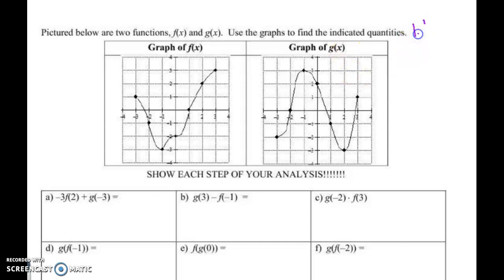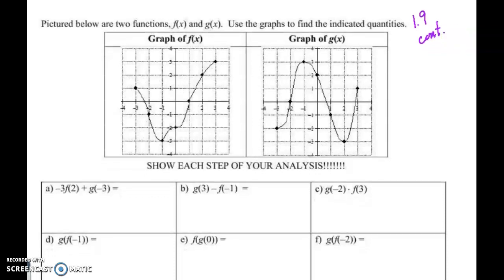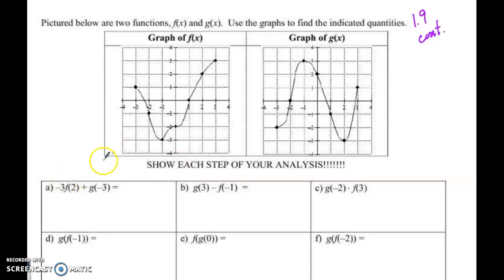So this is still 1.9 continued. You've still got to wait till 1.10 to have a homework assignment. I hope you're not bothered by that. But this is more practice with understanding how to interpret function notation.